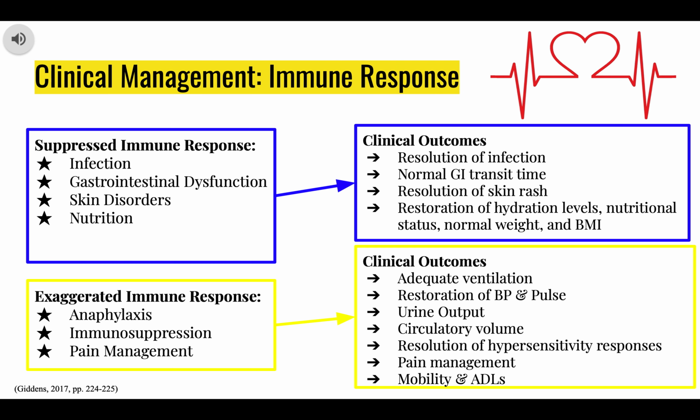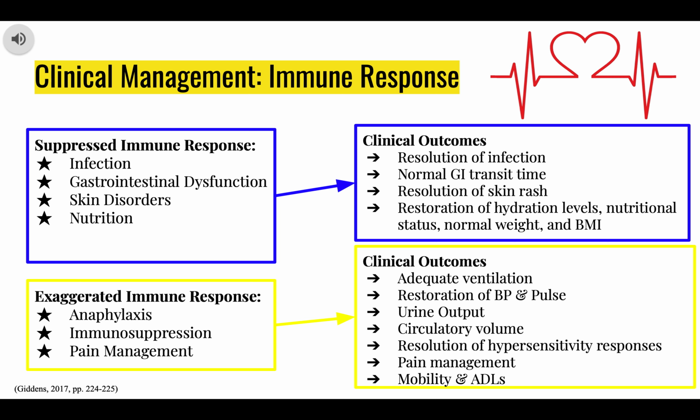Clinical management for the immune response. Collaborative treatment strategies vary depending on the severity of the illness, whether you are supporting the weakened immune response or treating the consequences from the immune response. No treatment is the same for every patient. Here is a list of possible treatments for suppressed immune response and exaggerated immune response and their clinical outcomes.